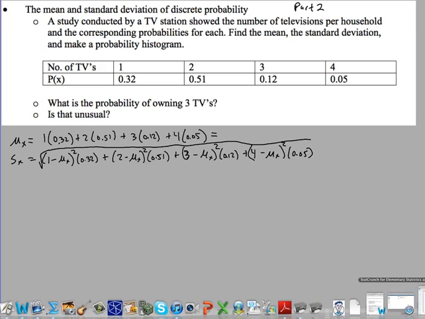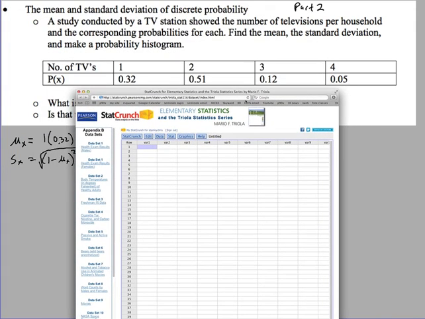Okay, so let's go ahead and do this on StatCrunch. Let's enter our numbers in one list, and then scan over here and put our probabilities. 0.12 and 0.05. Okay, and what we want to do is go to Stat.